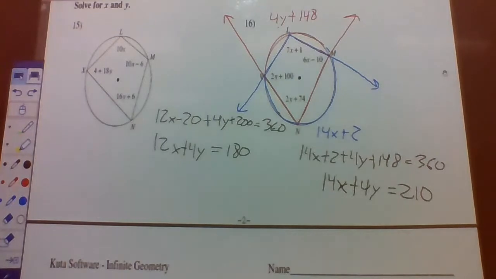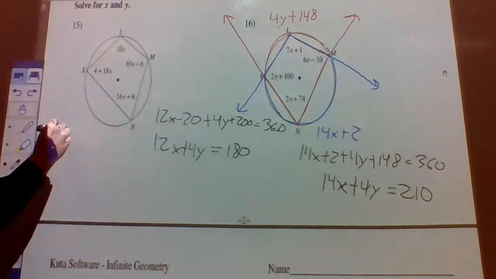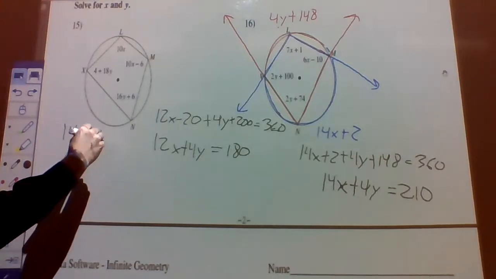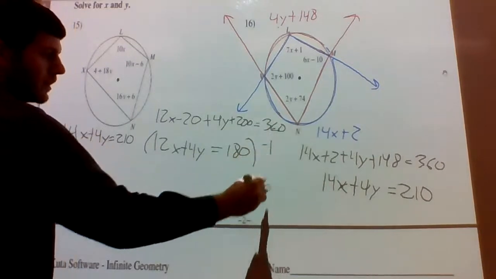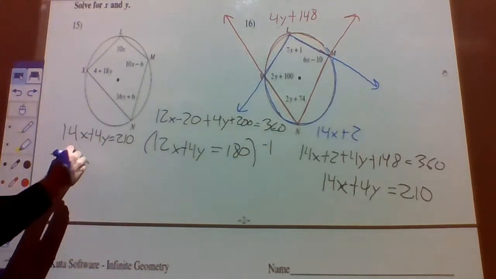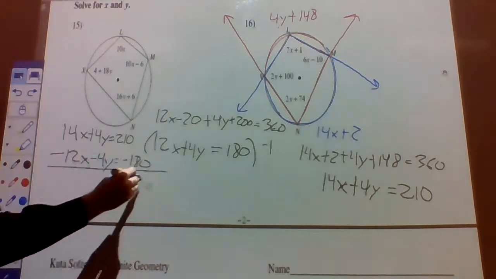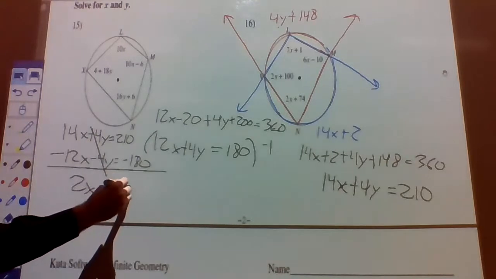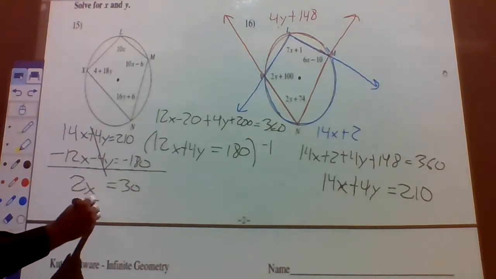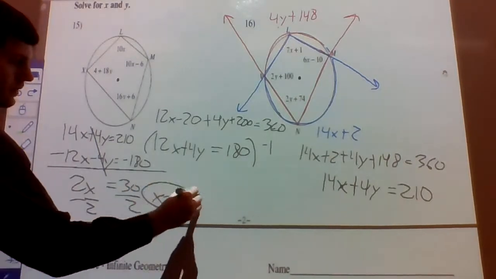Okay. I'm going to multiply. So 210. Let's use our first equation first. 14x plus 4y equals 210. Then I'm going to multiply the second equation by -1. We get negative 12x minus 4y equals negative 180. We add those two equations together. 2x, the 4y's are going to cancel out. 2x is going to equal 30. Divide by 2. We get x equals 15.